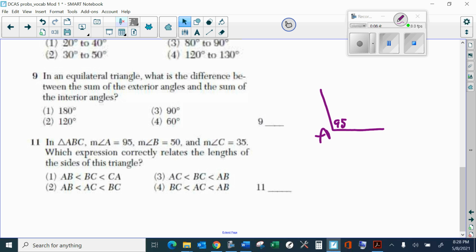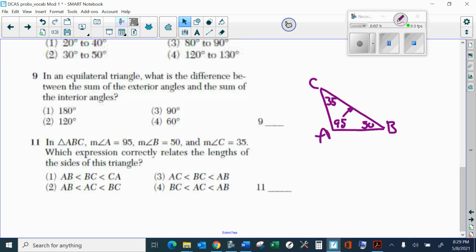Angle B is 50. Angle C is 35. Okay, well, we know the angle goes along with the opposite side. So CB is the largest.